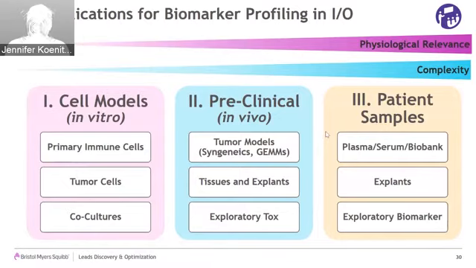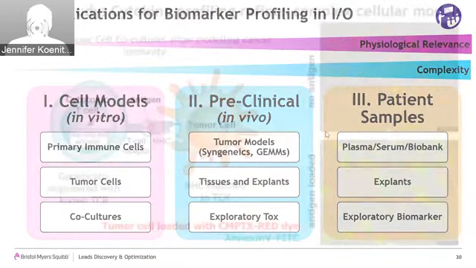The second type of experiments are in the preclinical or in vivo group, where we profile tumor models in animals, either in vivo or ex vivo, and also analyze samples from exploratory tox studies, often performed in cynomolgus monkeys, for a particular drug candidate. And the third and final category encompasses all types of patient samples. These are typically the samples that are the most precious and where we perform the broadest possible analysis.